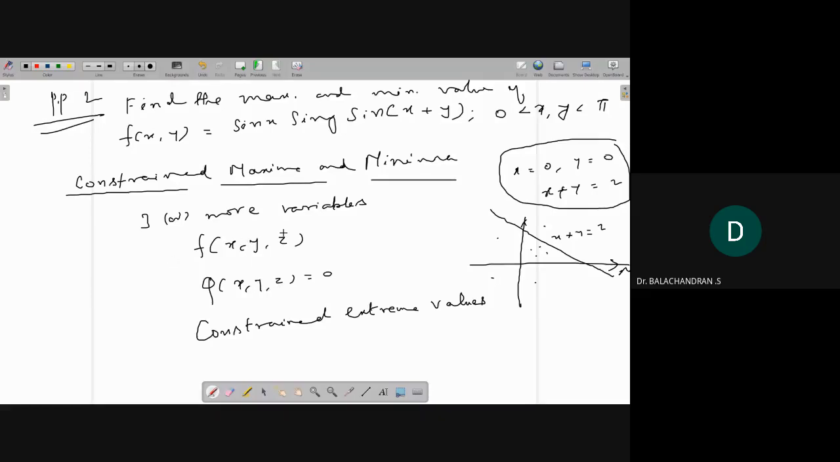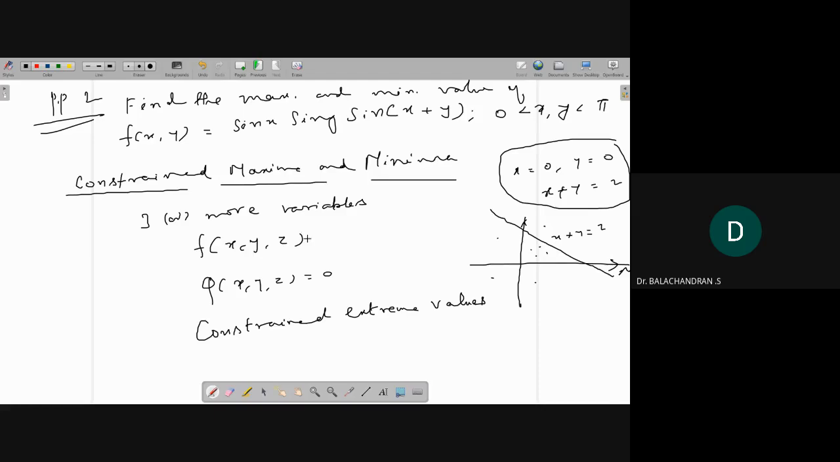In such a situation, we use phi of x comma y comma z equal to 0 to eliminate one of the variables, say z, from the given function. You should write z in terms of x and y and substitute, converting the function of three variables into two variables. Then find the constrained extreme values of the converted problem. So this is constrained maxima minima.